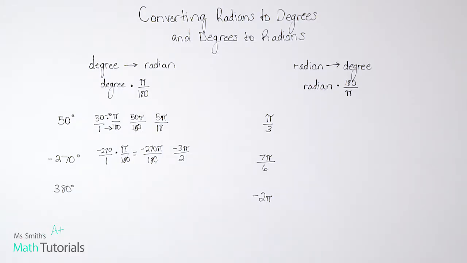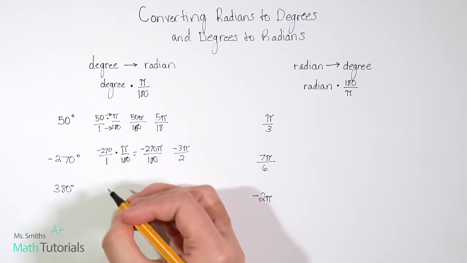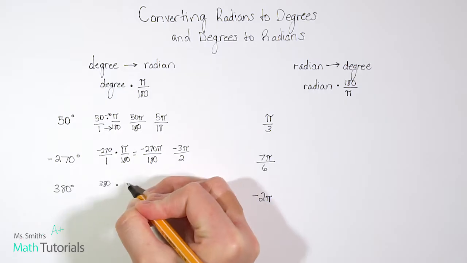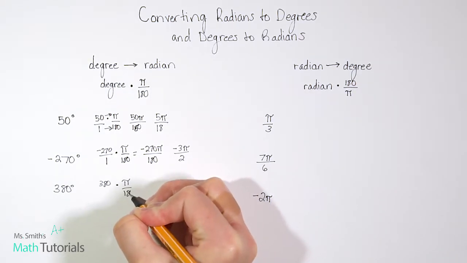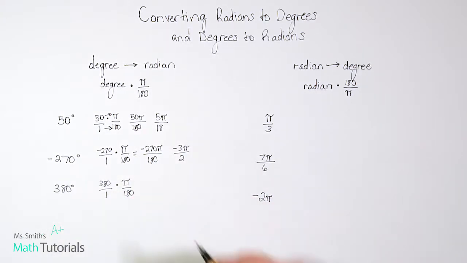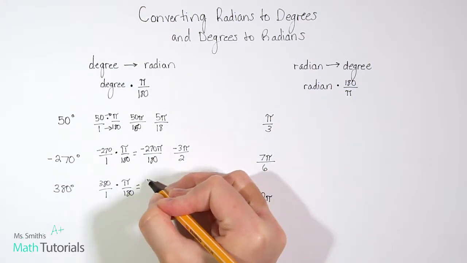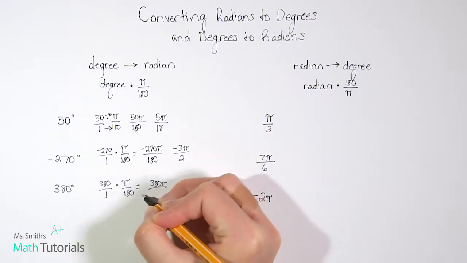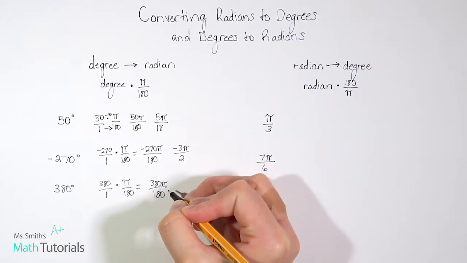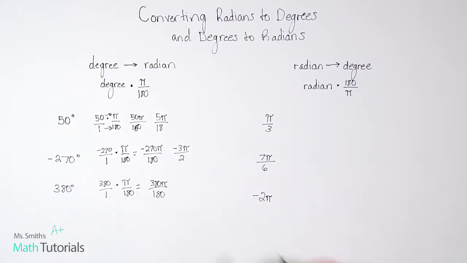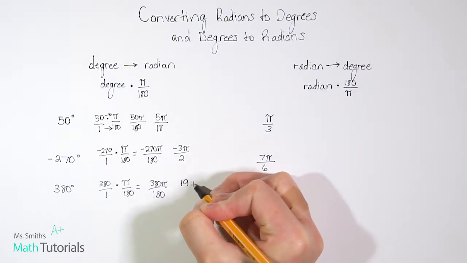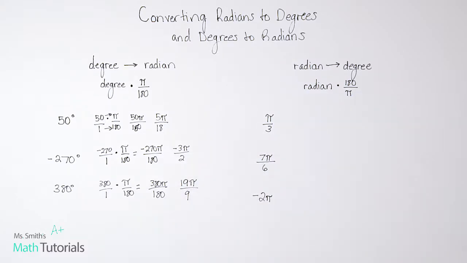If we had 380 degrees, this will be our final one going from degree to radian, we would just take our 380 and multiply it by pi over 180, put that 380 over 1 to make it a little easier. So 380 times pi is 380 pi, and 1 times 180 is just 180. 380 divided by 180, that would end up being 19 over 9. So we have 19 pi over 9 as your radian.